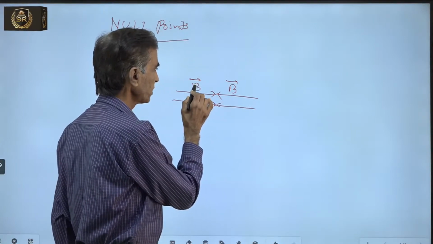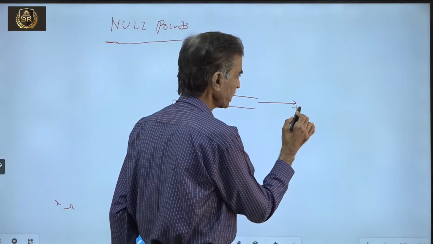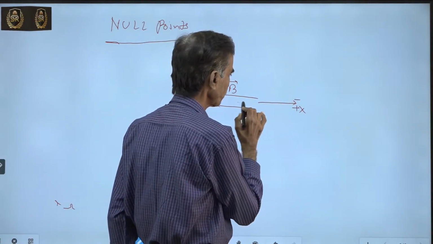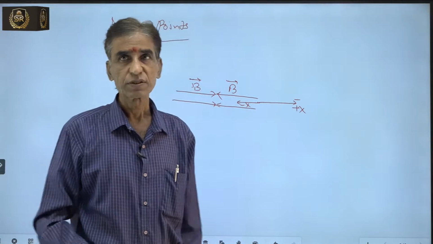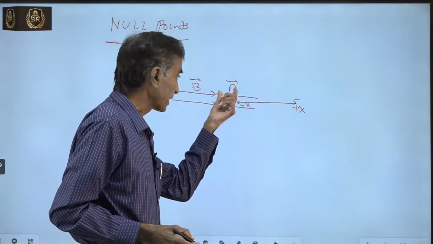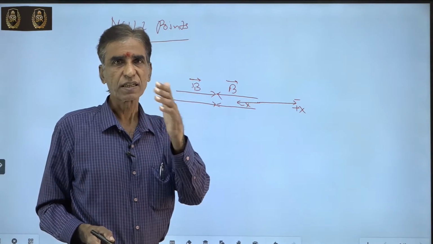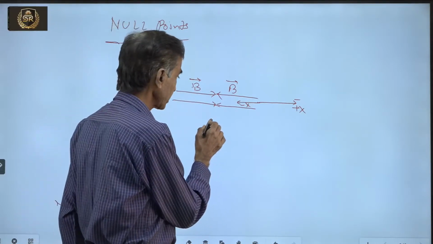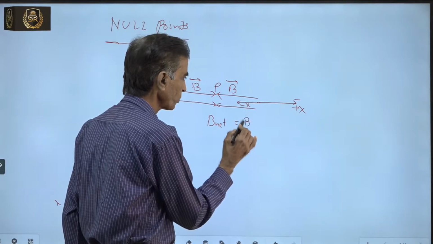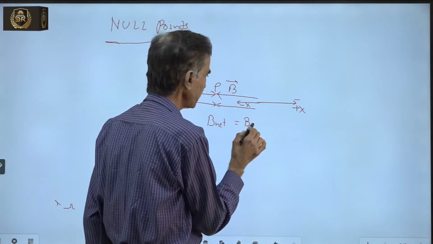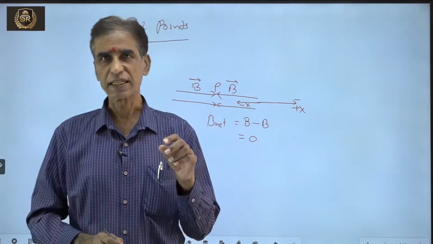So if I take the positive x-axis as positive and the negative x as negative, suppose this is the origin, right? Then what happens here? This will be the negative field and this will be the positive field. Their magnitudes are equal and the directions are opposite. So as a result, the net field at the point P, suppose this is the point P, we can write B net equal to B minus B, that is equal to 0. So zero magnetic field will be there at that point.